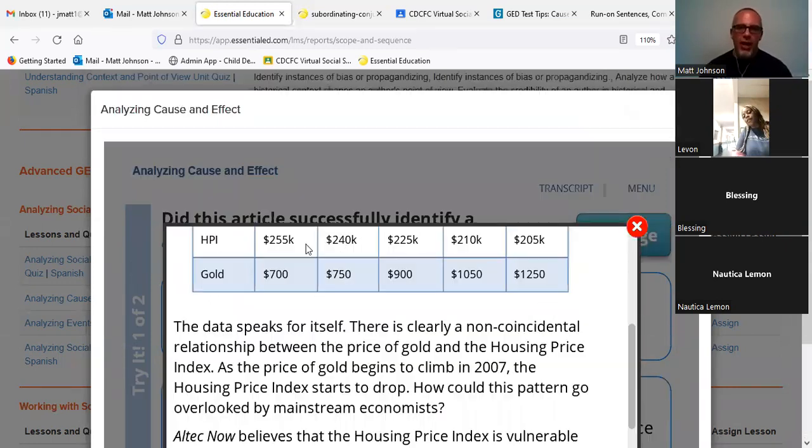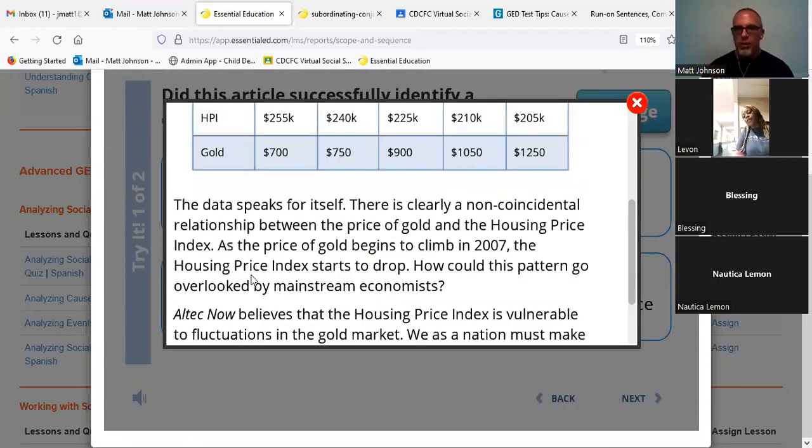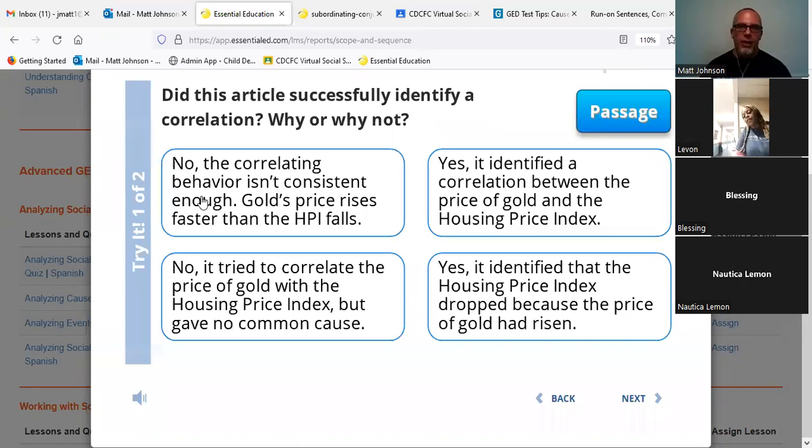Anyway, so here they're talking about a correlation between gold and the housing market, right? Two things that people will invest in. Now, can we make a correlation out of this? Why or why not would there possibly be a correlation?